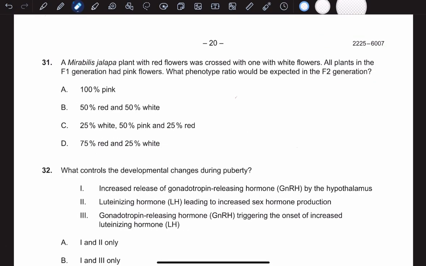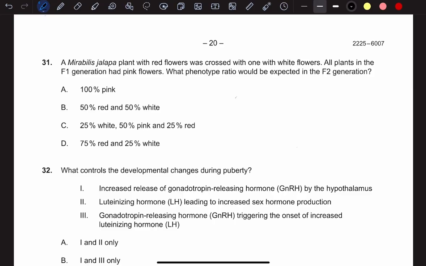30. All right, a Mirabilis jalapa plant with red flowers is crossed with one with white flowers. All plants in the filial 1 generation had pink flowers, which phenotypic ratio would be expected in the filial 2 generation? Okay, so when I talked about flower colors, and then we're seeing that we have one color crossed with another color, and it's causing a middle color as the product, we know we're thinking of incomplete dominance.